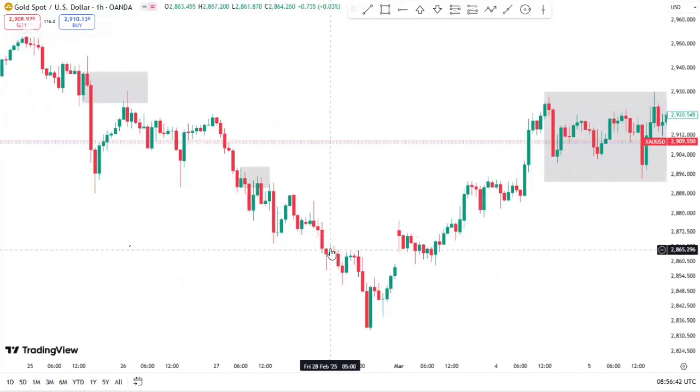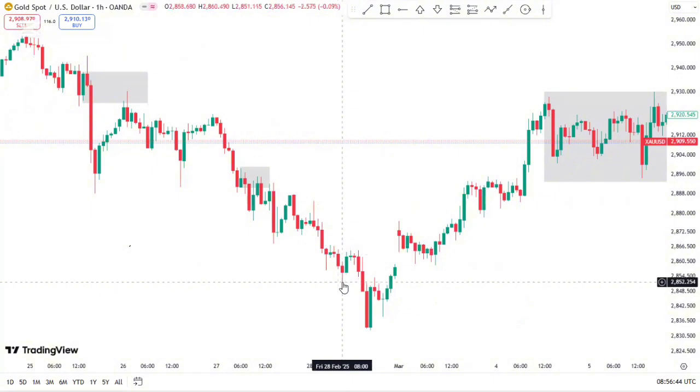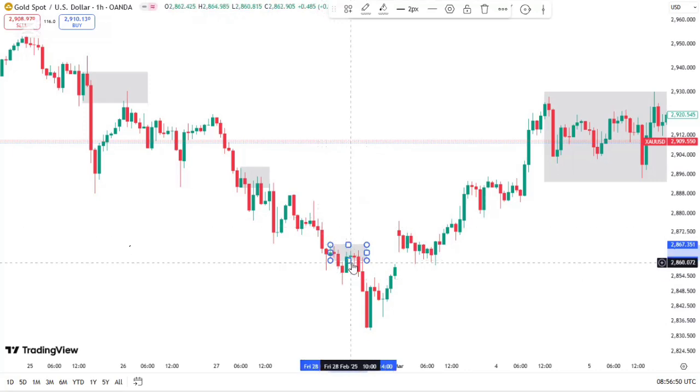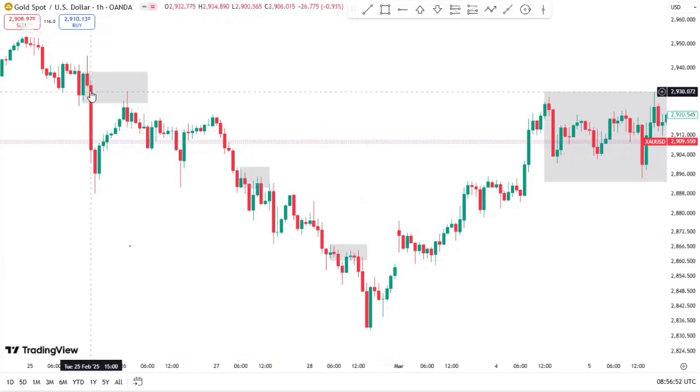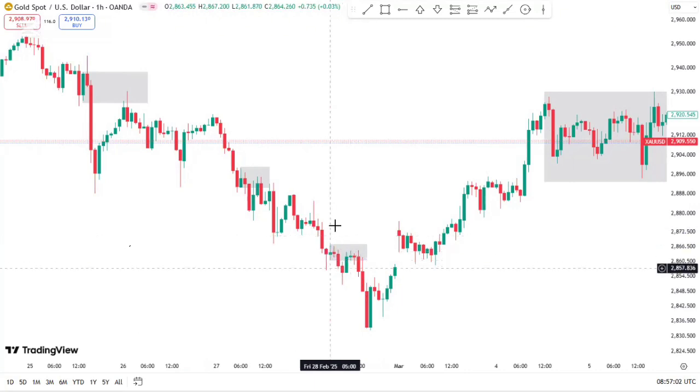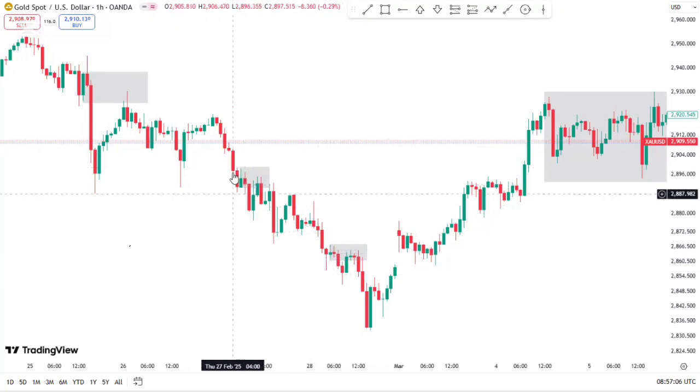They left a base there. They pushed to this level. They went back to test the base. How many entries did you get here on this downtrend? 1, 2, 3. You need to discipline yourself. Don't just jump in because you feel like it. Get in because there's a reason for you to get in. You have a confirmed drop-base-drop. You have a confirmed drop-base-drop again.